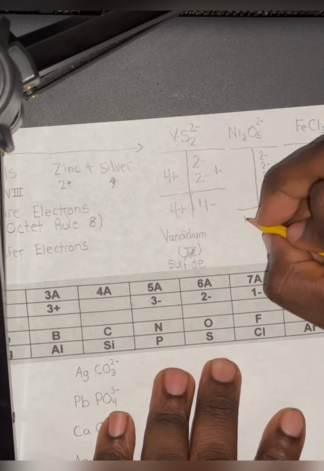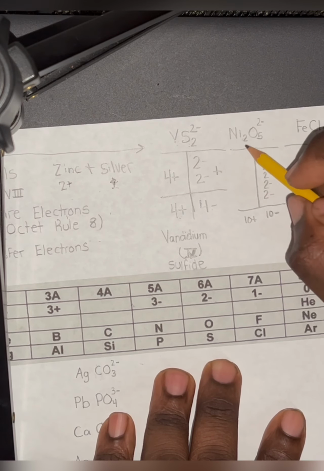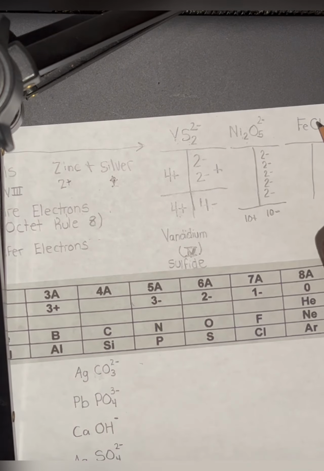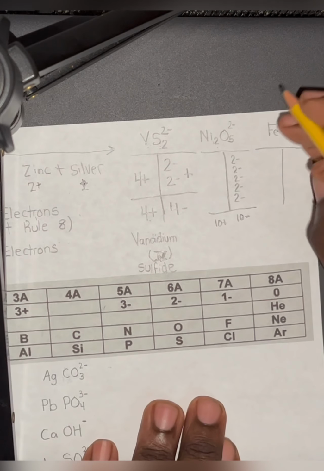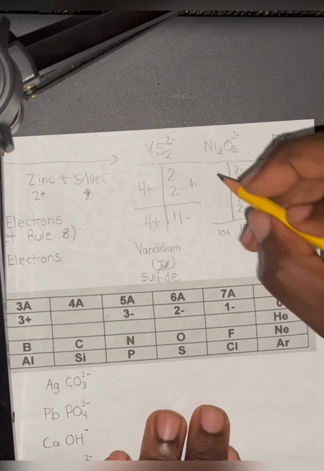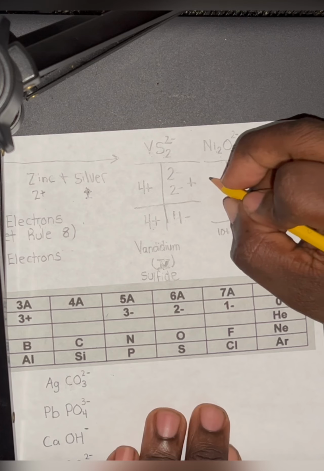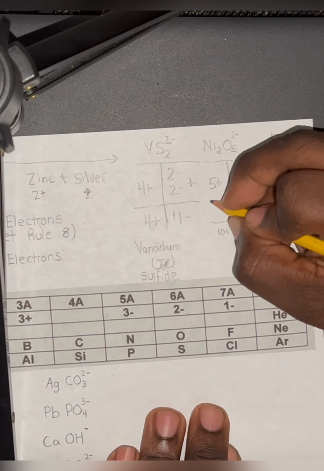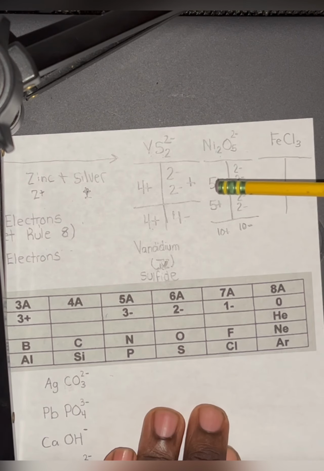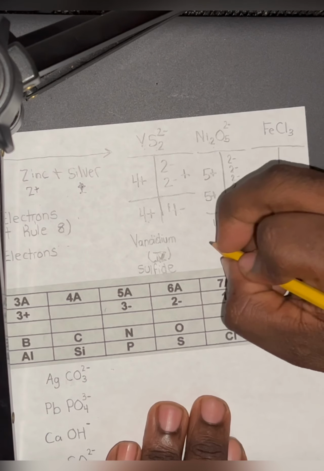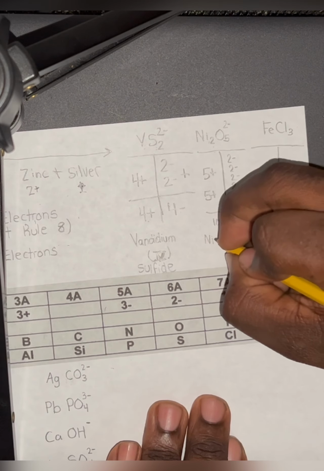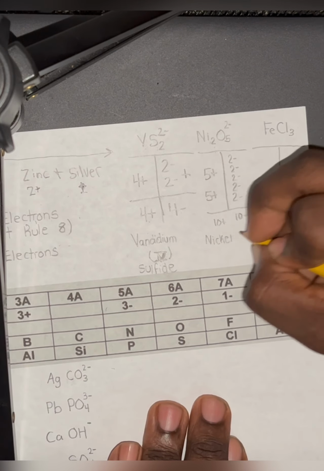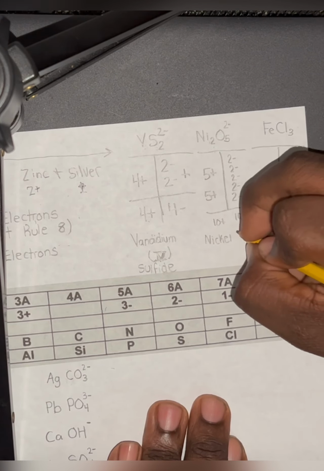So that means the left side has to be 10+, but I have 2 nickels. What 2 numbers that are the same added together will give me 10? Well, 5. So 5+, 5+. Whatever I'm writing here is going to be my answer. So this one, if I write out the chemical name, would be nickel(V) oxide, the Roman numeral 5, oxide.